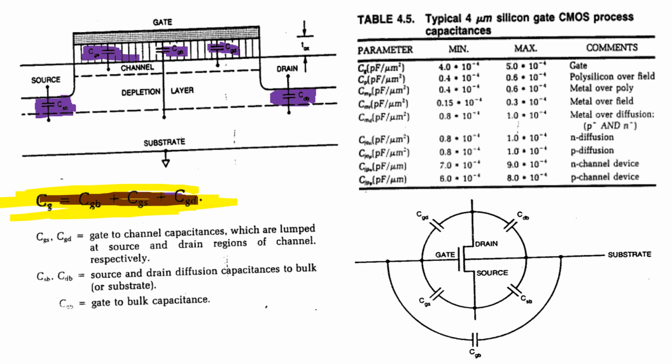Then we have a table. On the right hand side, you are seeing a table: 4 micrometer silicon gate CMOS process capacitances. These are the capacitor values for gate polysilicon, metal over poly, metal over field. These values will be very helpful for solving the problems, which we'll take up when we go through the problems.